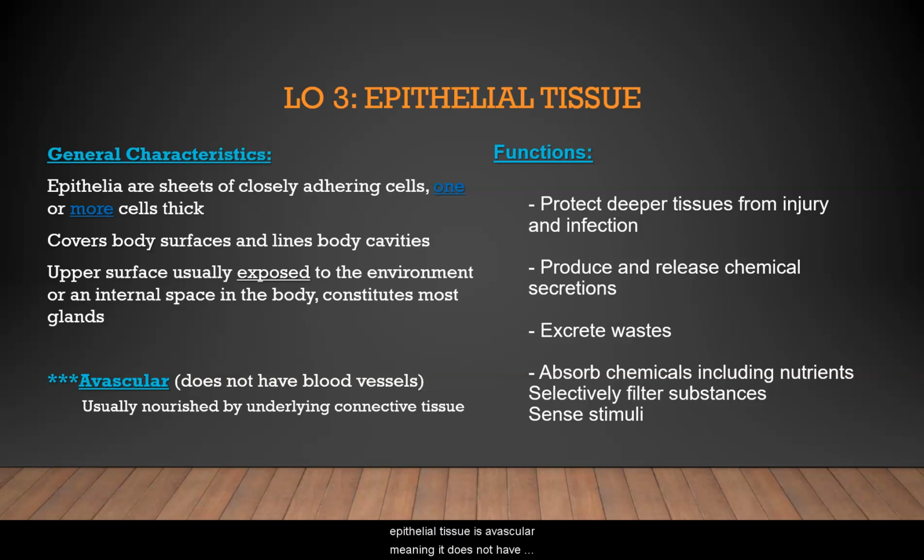Epithelial tissue is avascular, meaning it does not have blood vessels. It usually gets nourished by the underlying connective tissue that it is laying on. Again, some functions: it protects deeper tissues from injury and infection, produces and releases chemical secretions, it gets rid of waste, and it absorbs chemicals, including nutrients. It can selectively filter substances, and it can also help in sensation of the environment.